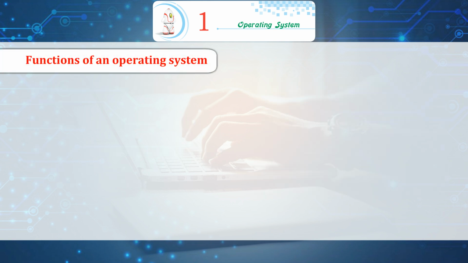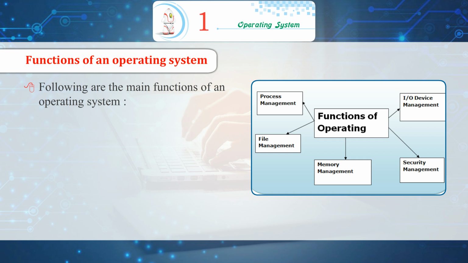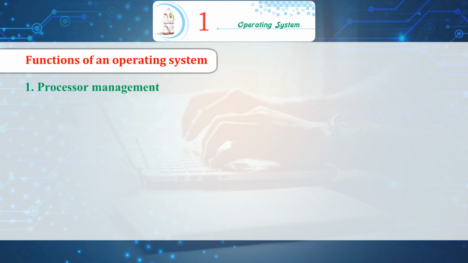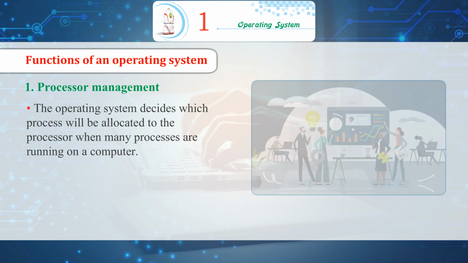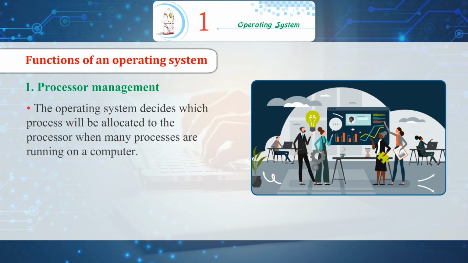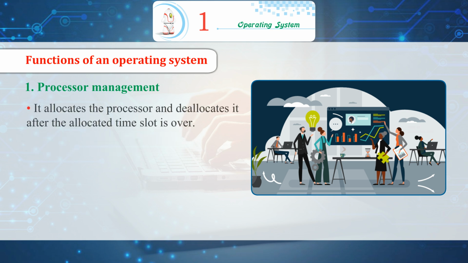Functions of an operating system. Following are the main functions of an operating system. 1. Processor management. The operating system decides which process will be allocated to the processor when many processes are running on a computer. It allocates the processor and deallocates it after the allocated time slot is over.